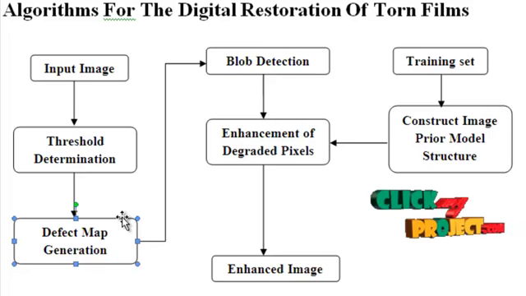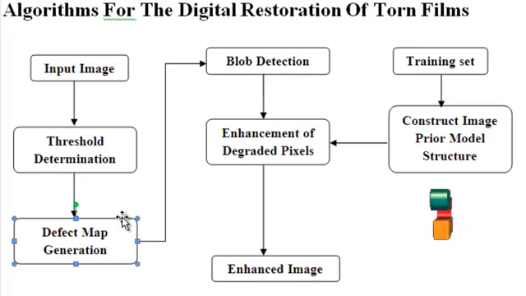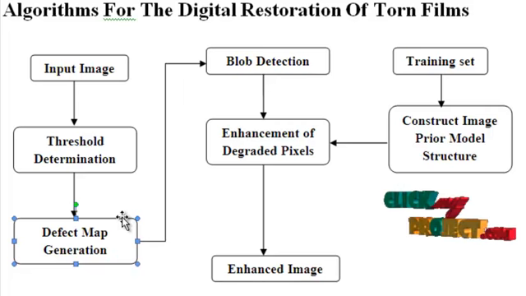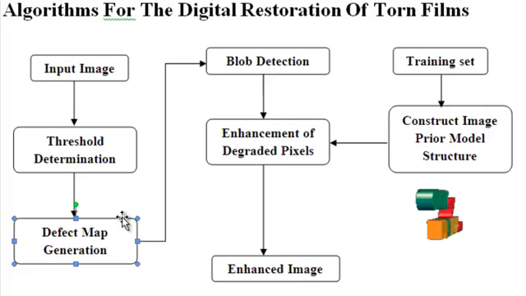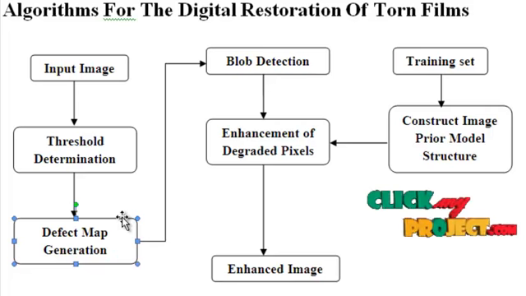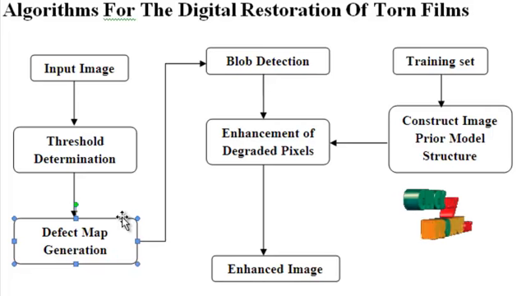The first group consists of all pixels with gray level values greater than the threshold, and the next group consists of pixels having values less than or equal to the threshold. This defect map will be useful for the restoration of the old input film.